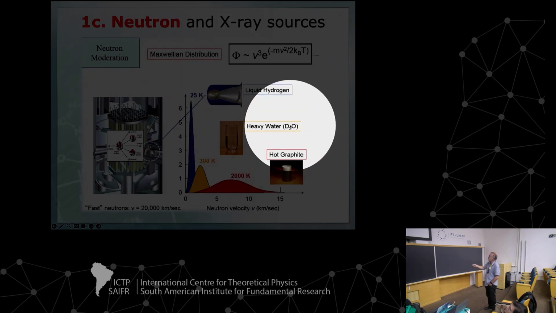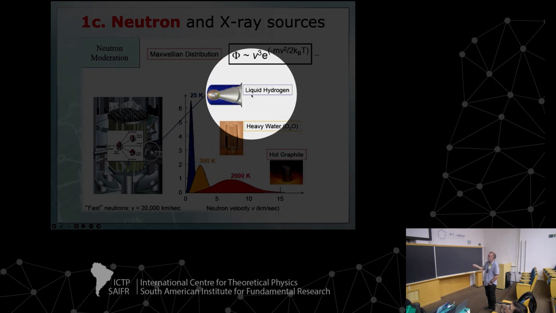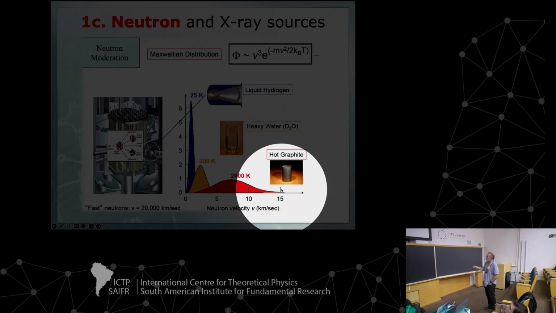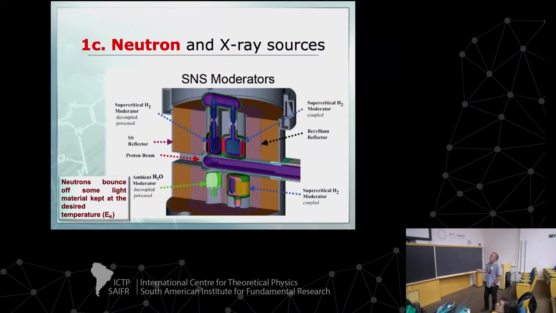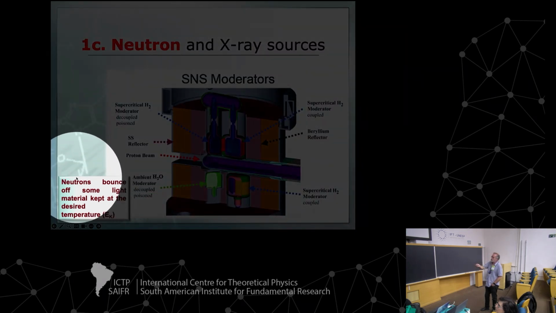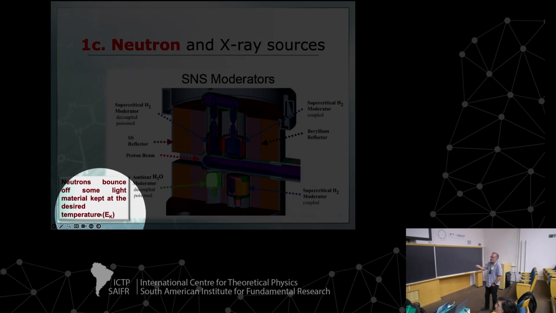velocities that you have in neutrons, and you use different moderators to sort of control the energy: liquid hydrogen, heavy water, or hot graphite, depending on the speed. And in this way, you can select fast neutrons and slow neutrons, as I mentioned, or hot and cold neutrons, right? The fast ones reach very, very high speeds, as you can see here. You have all these moderators. What you try to do is to force the neutrons to collide with some light material and to keep them at some desired temperature, energy.